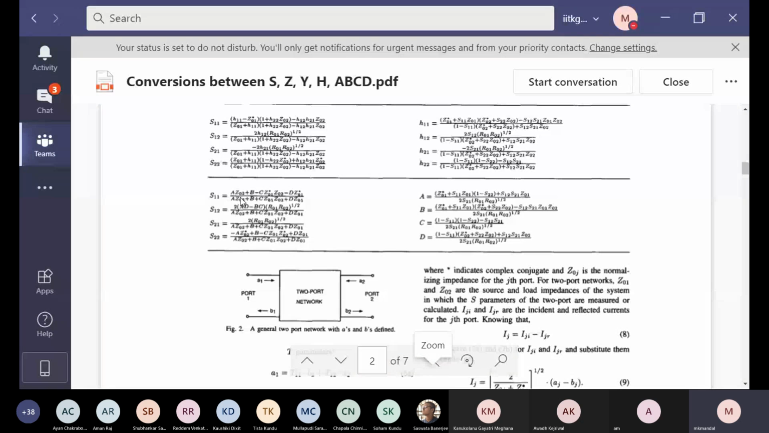So considering that, look at the formula. S11 is given as (A Z02 plus B minus C Z01 complex conjugate into Z02 minus D Z01 star). So you have to use this set of equations for quarter wave transformer. I was expecting a question for this part actually.